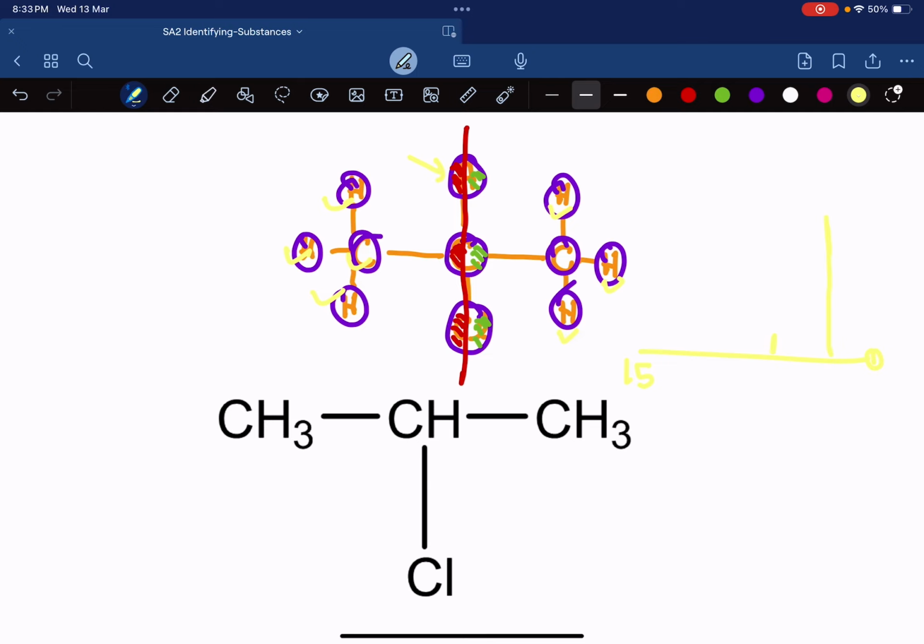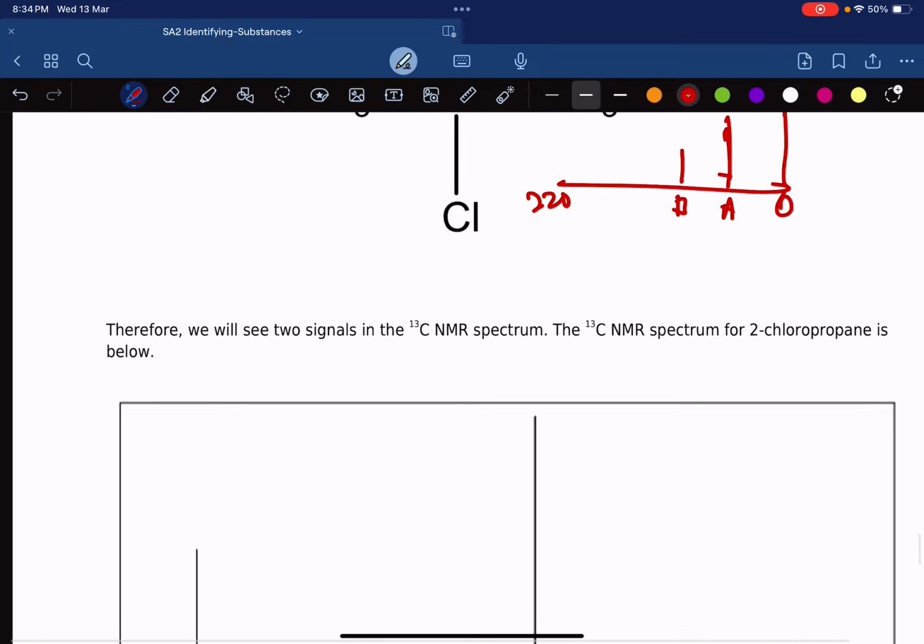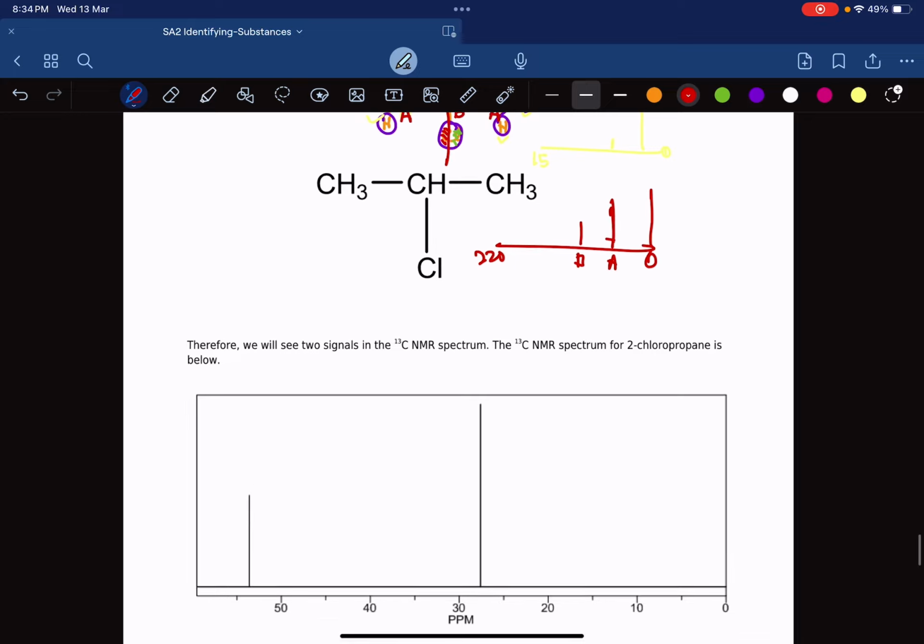Meanwhile, for carbon, you only have two signals, right? So there is this carbon A, and then this carbon is also A because they're mirror images, and this carbon is B. So the ratio of the carbons, okay, 0 to let's say 220, 0. So carbon A would be taller and then carbon B would be shorter. Okay, so this is the spectrum. You see here, this is the spectrum.